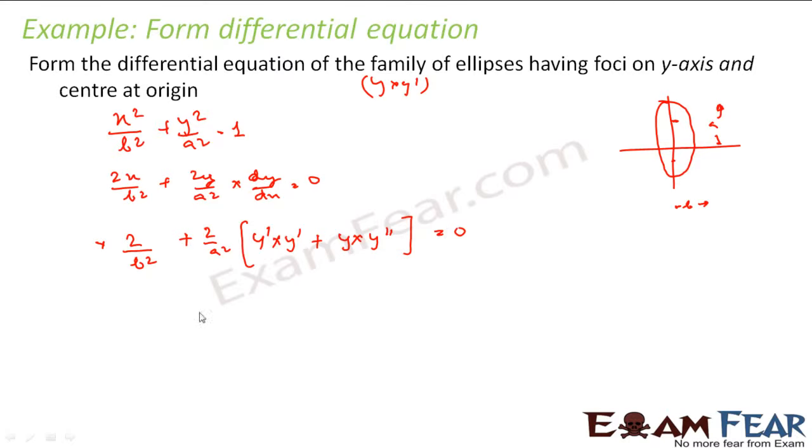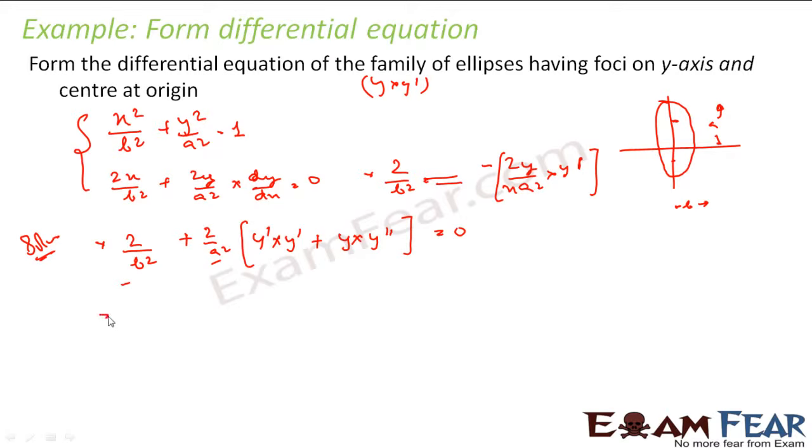Now the challenge here is we have to find the value of 2 by a square and 2 by b square, and we can do this from these two equations, because this is my solution actually. So this is a little simplified. Let's find the value of 2 by b square. 2 by b square is nothing but minus of 2y by a square into y dash by x. Right? This is what you get. 2 by b square is minus 2y y dash by x a square.